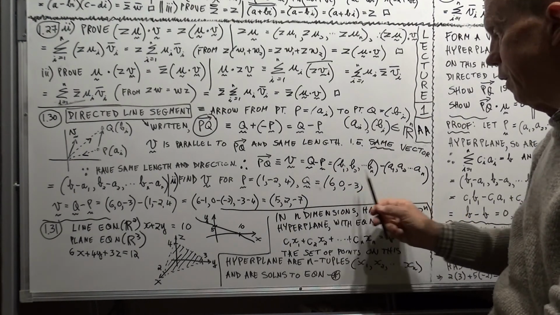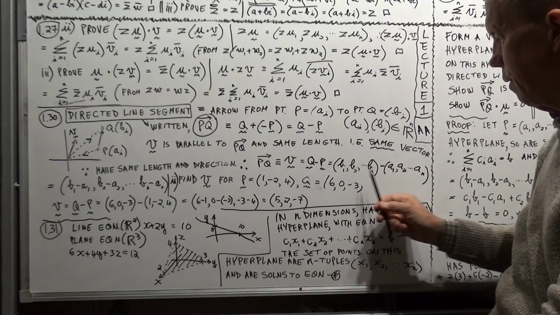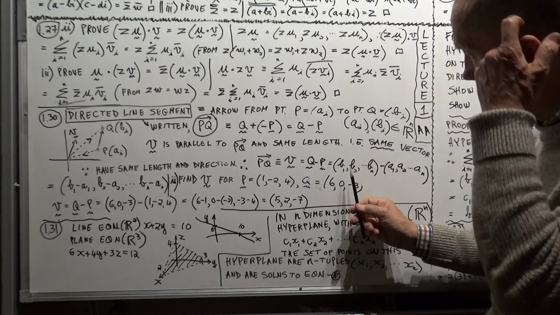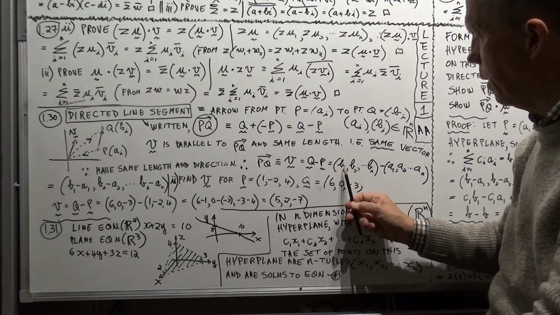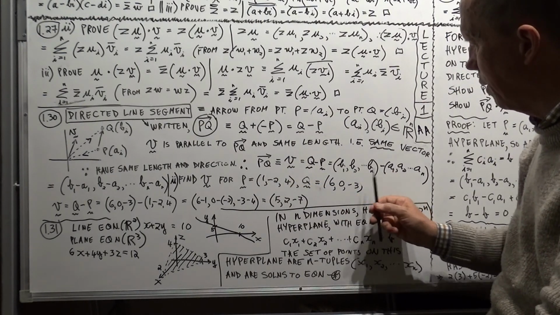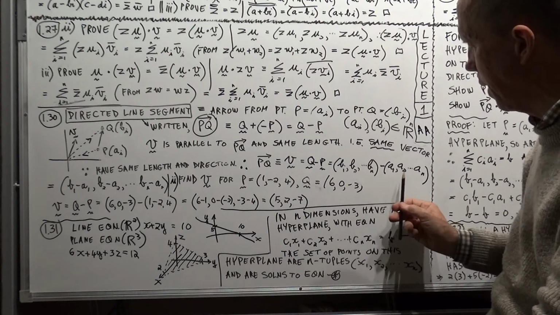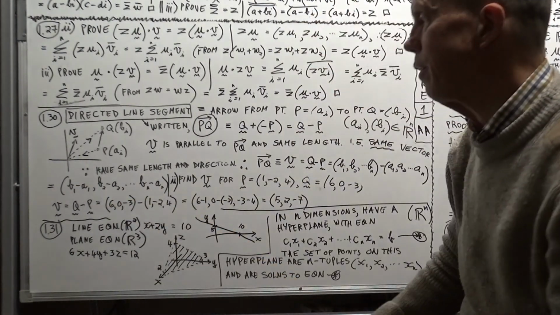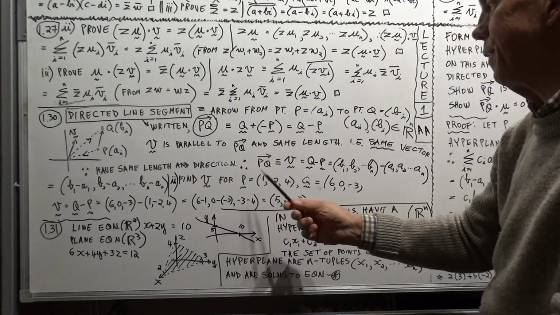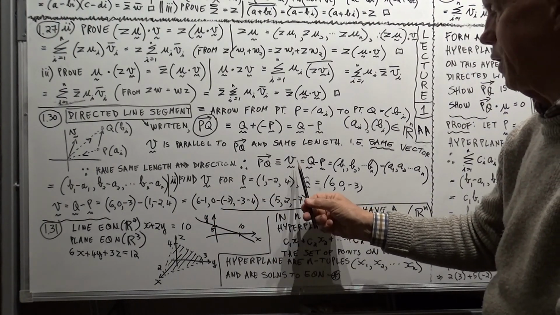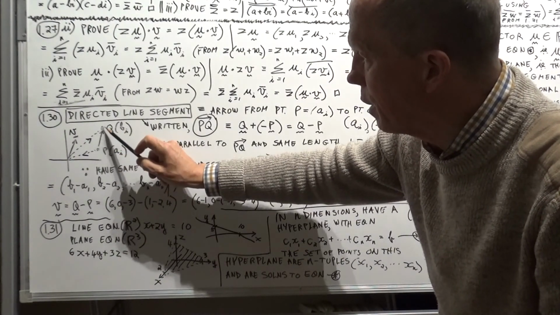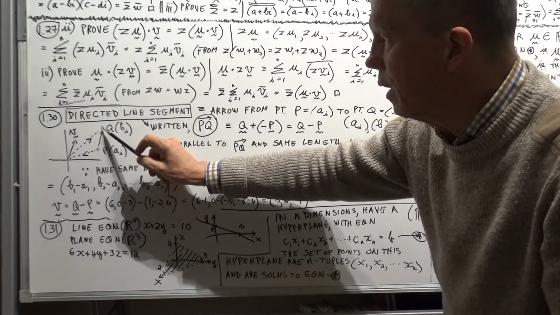Now you're just adding vectors, so you just add the components. The first component of the sum, in other words PQ, will be B1 minus A1. The second component will be B2 minus A2, and so on. So here it is written here. There it is. That's your vector V. This vector here, which is just the same as this one, P to Q, the directed line segment.